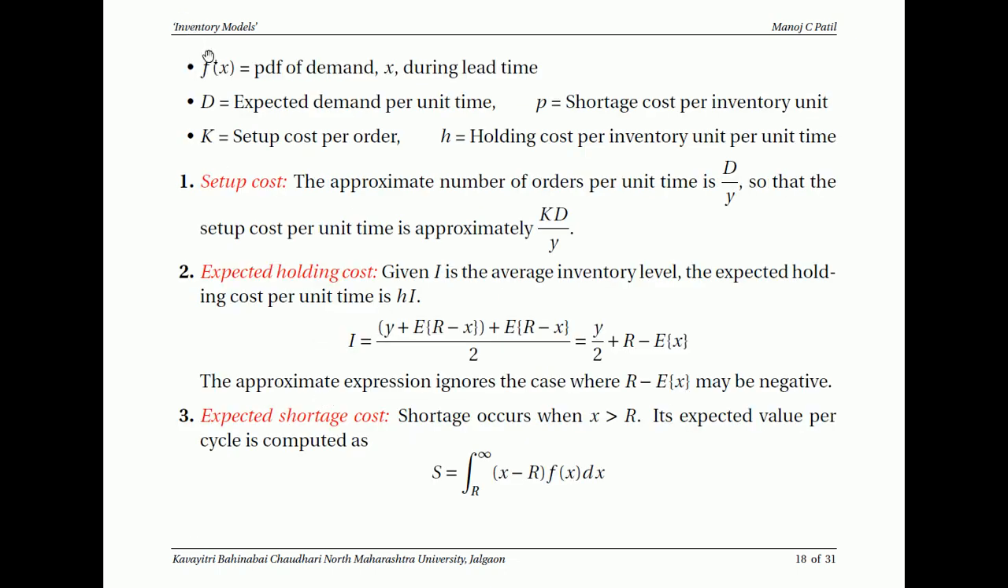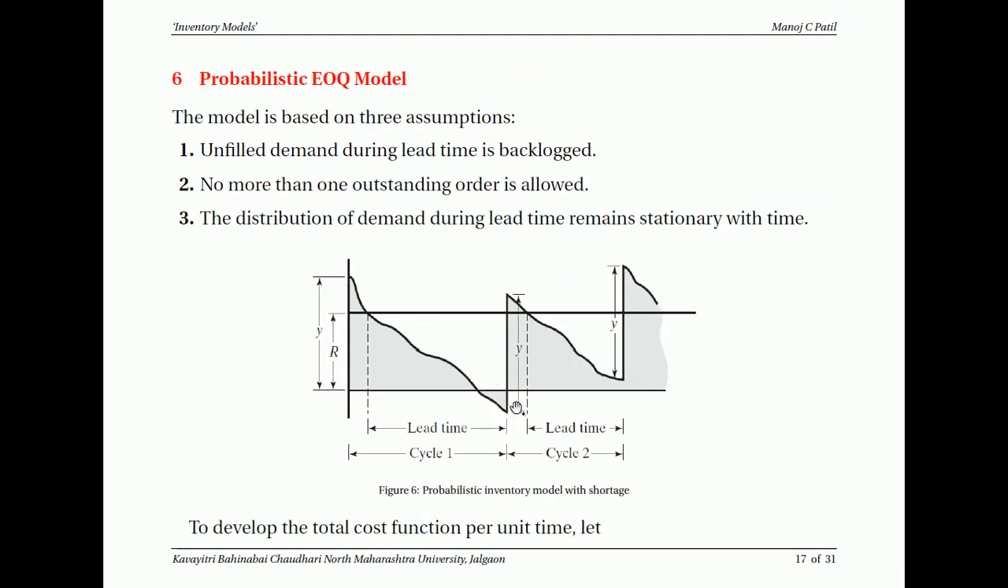Let's assume f of x is the PDF of the demand during the lead time. D, K, h are with the same notations and same logic. Just add p. p is the shortage cost per unit inventory, also known as a penalty. Many times we use p for probability, but here it is not for probability, it's for the penalty. Setup cost KD upon Y is the same as before. Expected holding cost, for the previous case, is just Y divided by 2, because at the start it is Y and at the end it's 0. Y plus 0 divided by 2, therefore Y by 2.